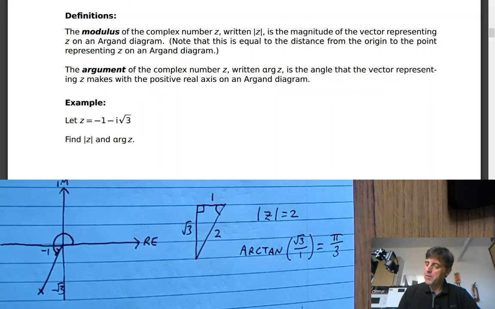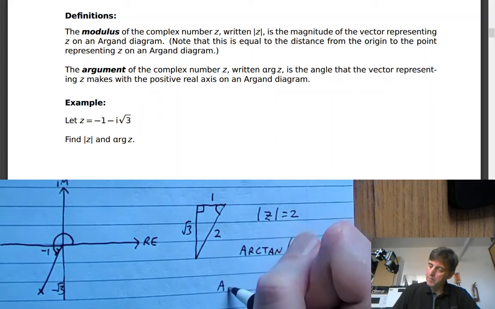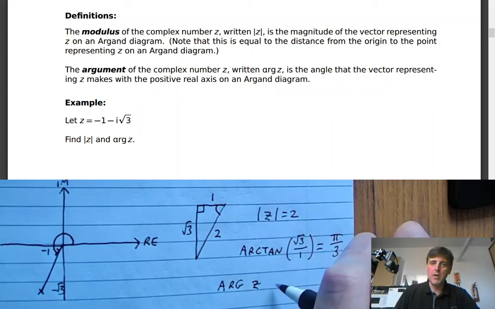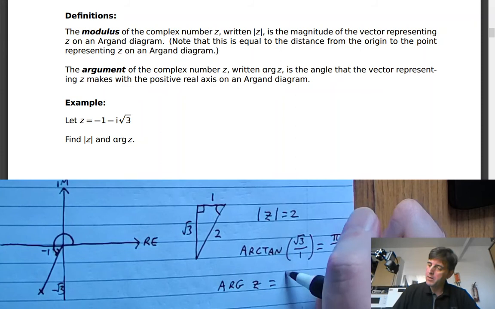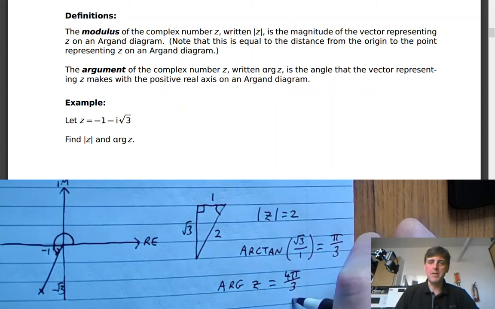All right, so the actual argument of our complex number z, therefore, is going to be this angle pi over 3 plus pi here. So it becomes 4 pi over 3.